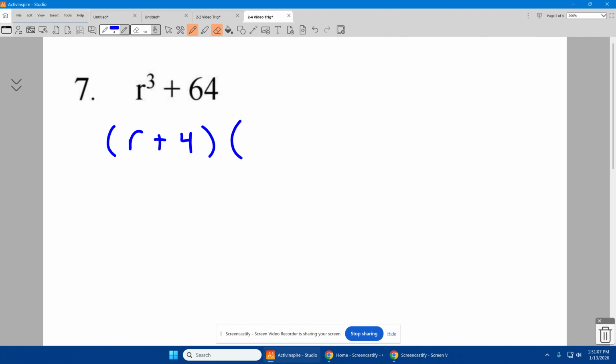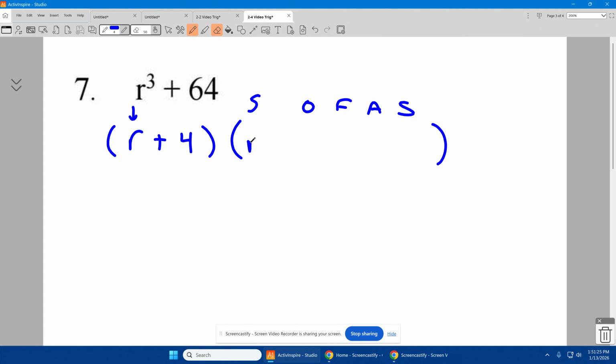The trinomial piece, we use this idea of SOFAS. What does that stand for? The first S, this first S stands for square the first piece. So here's our first piece. I'm going to square it.